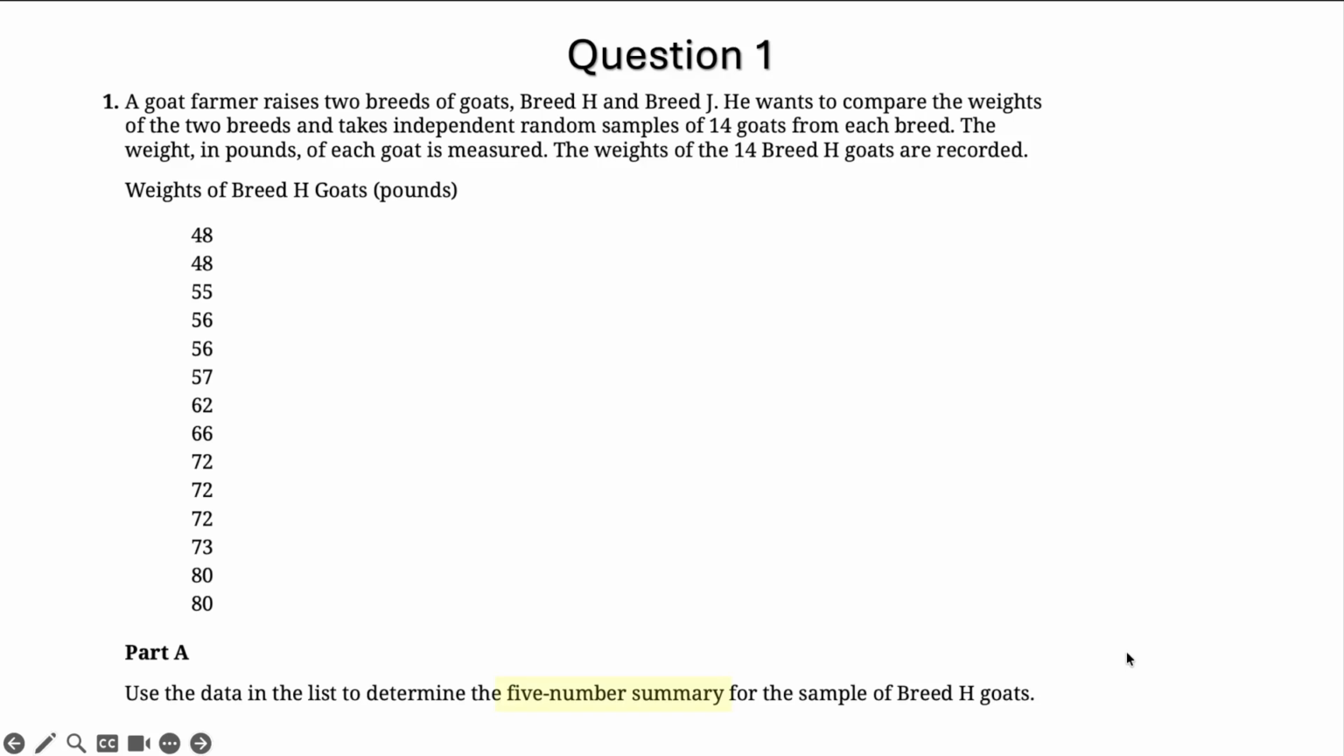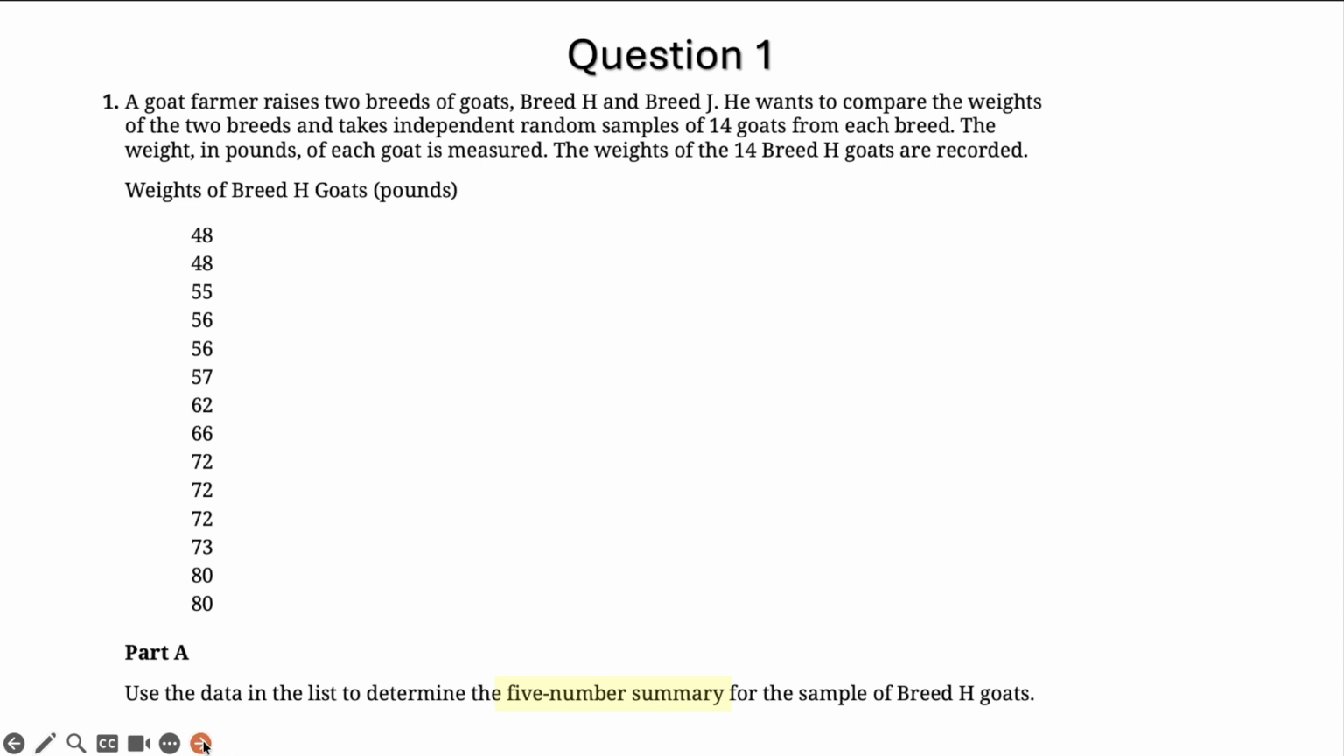Okay, question number one. A goat farmer raises two breeds of goats, breed H and breed J. He wants to compare the weights of the two breeds and takes independent random samples of 14 goats from each breed. What is given here are the weights of 14 breed H goats, and we have to use this data to determine the 5-number summary for the sample of breed H goats.